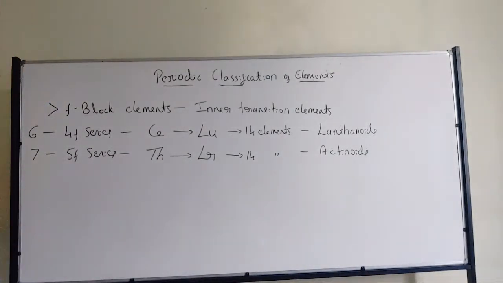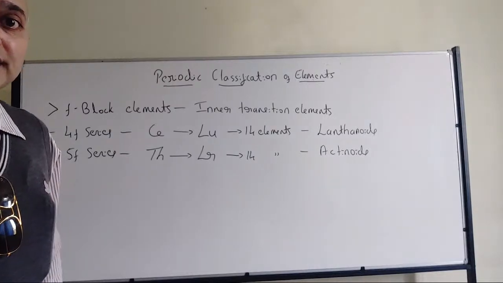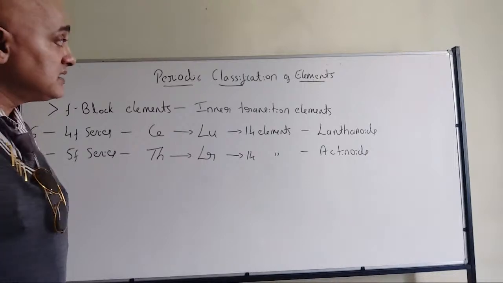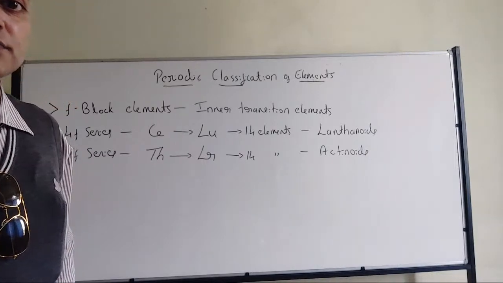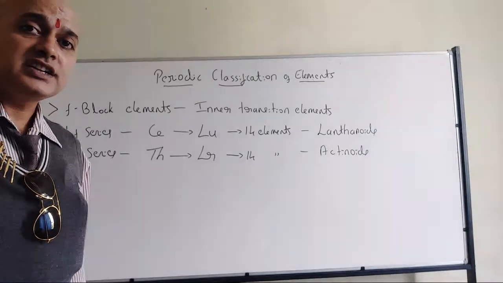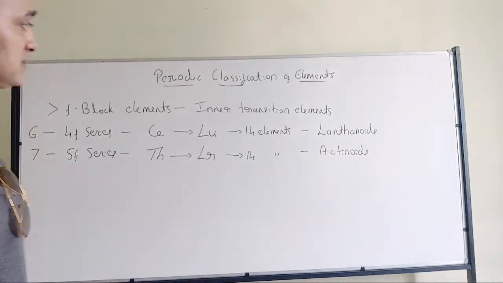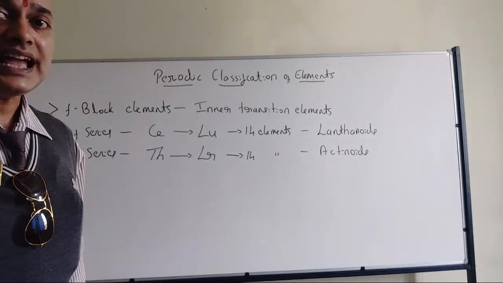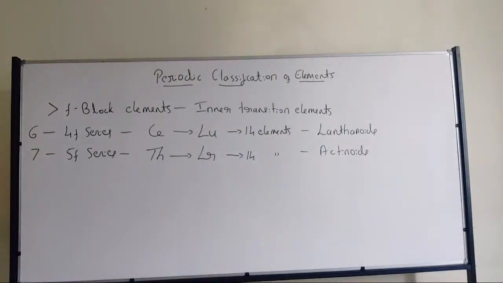So that's where we have the lanthanoids and actinoids. Why are they called lanthanoids? Because they start after lanthanum. Why are they called actinoids? Because they start after actinium. All of you have understood? Any doubts in this? So that's where we have period number 6 and period number 7, that's where we have the 4F series and 5F series.